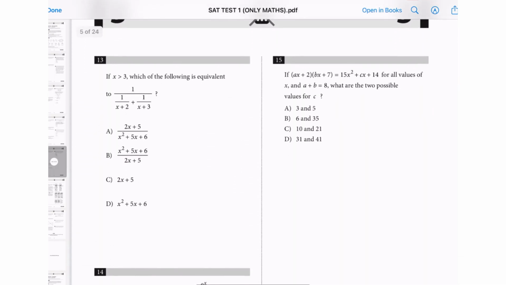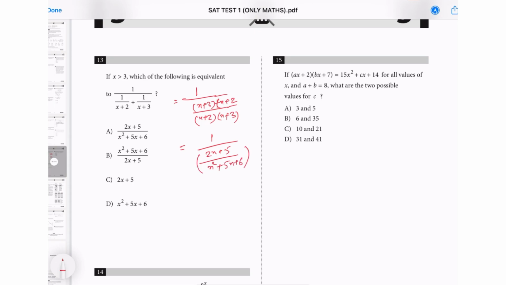1 minute. It has just gone. So here we have 1 over, we just simplify the denominator. It is x plus 2 times x plus 3, and we have x plus 3 times x plus x plus 2. So we have 1 over 2x plus 5 over x square plus 5x plus 6, and now we will take the reciprocal because it is 1 over this, so it becomes x square plus 5x plus 6 over 2x plus 5. So this is the answer, which is in option number B.